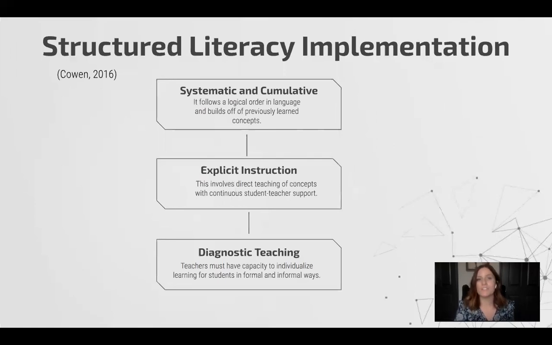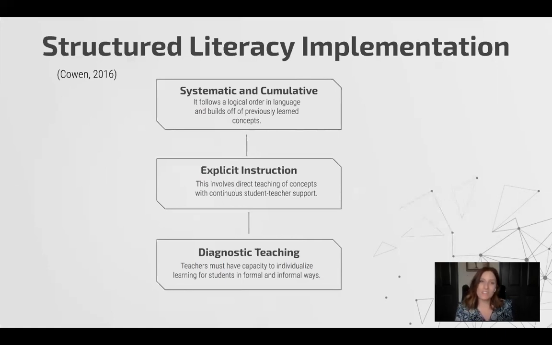In order for a structured literacy program to be really strong, the implementation must be 3 things. It must be systematic and cumulative. Systematic meaning that it is following an order of how language should be taught, and cumulative in that it builds off of one part to the next part. Explicit as well. There has to be explicit instruction, which involves teaching of concepts directly, and there has to be continuous teacher-student support in that.